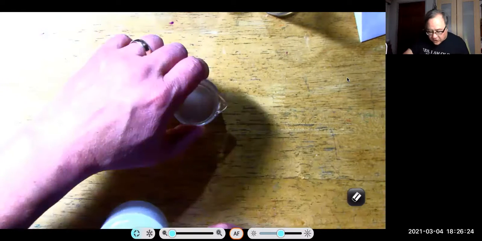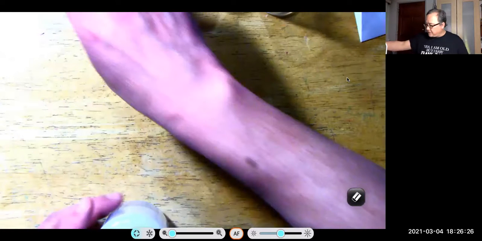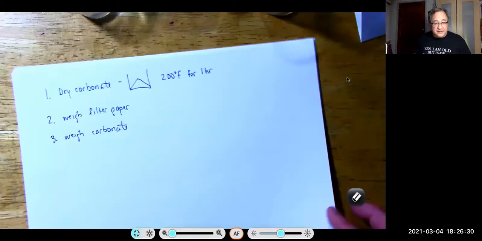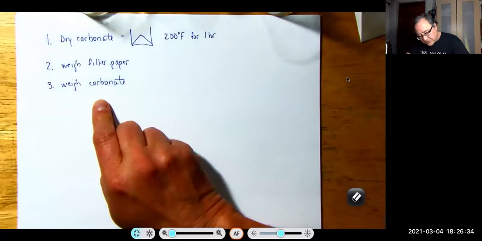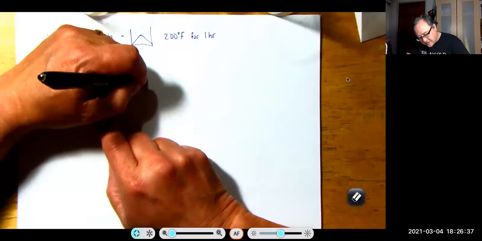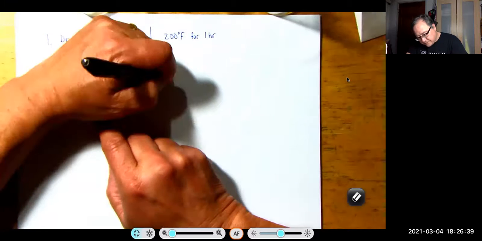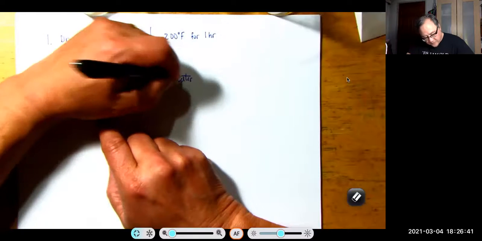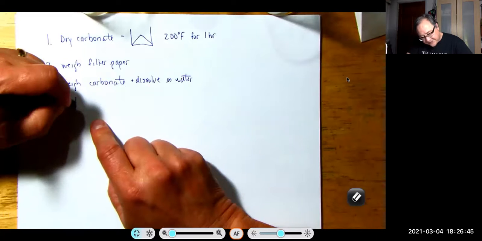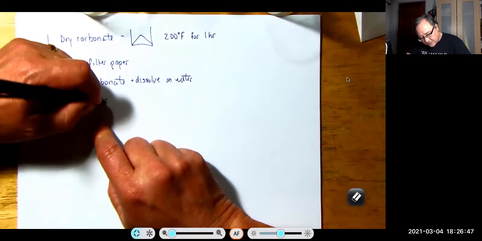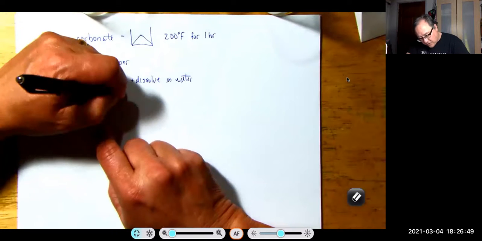So while that's dissolving, I'm going to bring back my directions here. And I'm going to say, okay, well, you weigh your carbonate and dissolve in water. Step 4, weigh excess calcium chloride and dissolve in water.